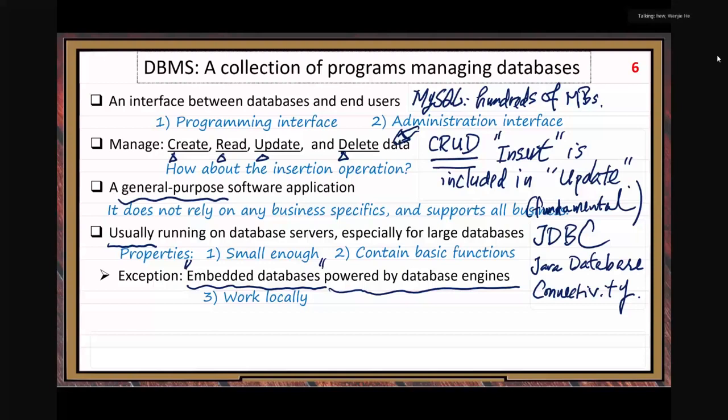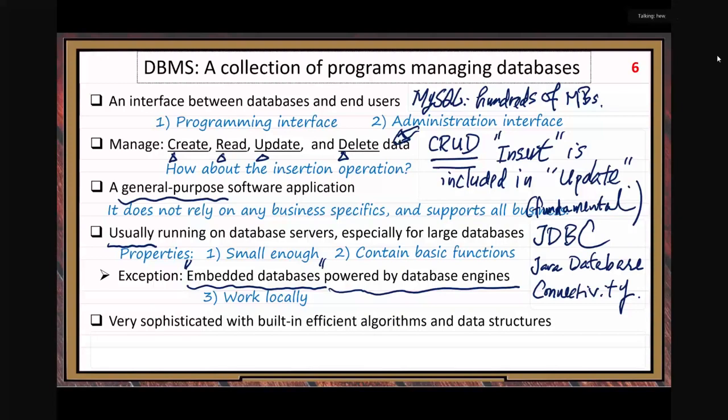So that's another real world situation you need to consider. Next, sophisticated, efficient algorithms and data structures. This property is related to the internal algorithms, efficient algorithms.